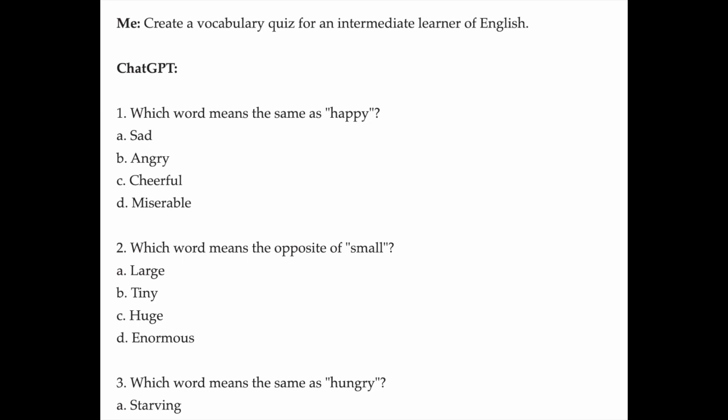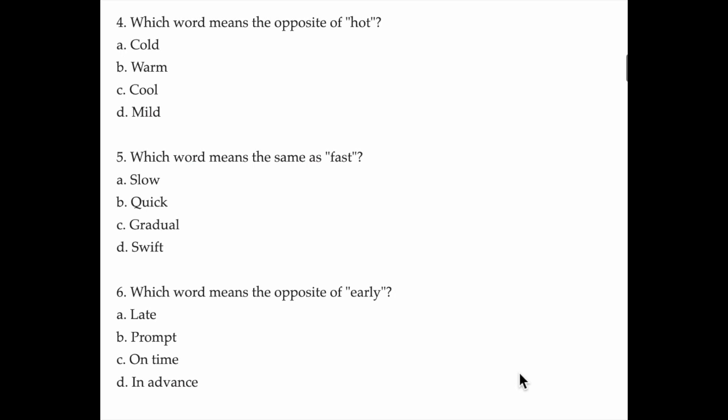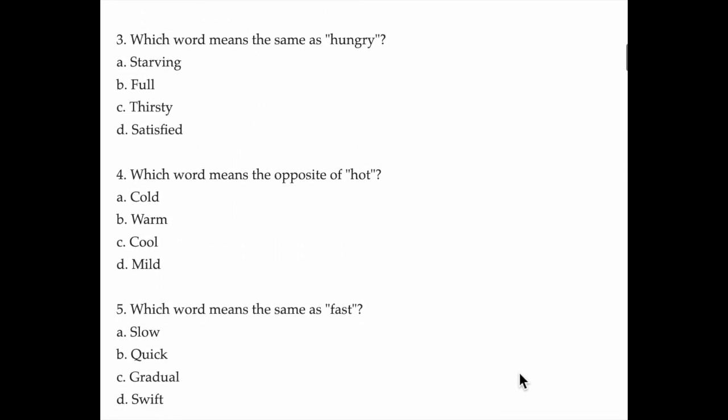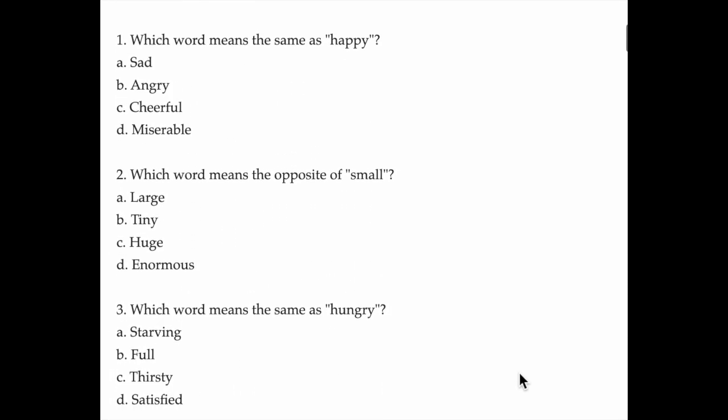Okay, finally, I asked it to save some time for language teachers. So I asked it to create a vocabulary quiz for an intermediate learner of English. The words it chose for this quiz were happy, small, hungry, hot, fast, early, loud, dark. Those are all reasonable words to ask about. But this doesn't work as a quiz. For example, the second one: which word means the opposite of small? A, large. B, tiny. C, huge. D, enormous. Well, I think either large, huge, enormous, any of those would be a correct answer.